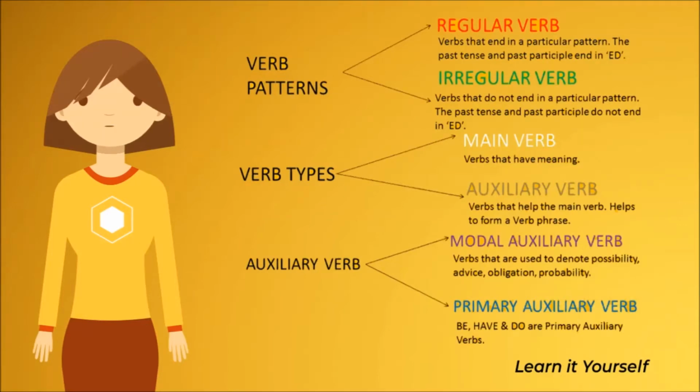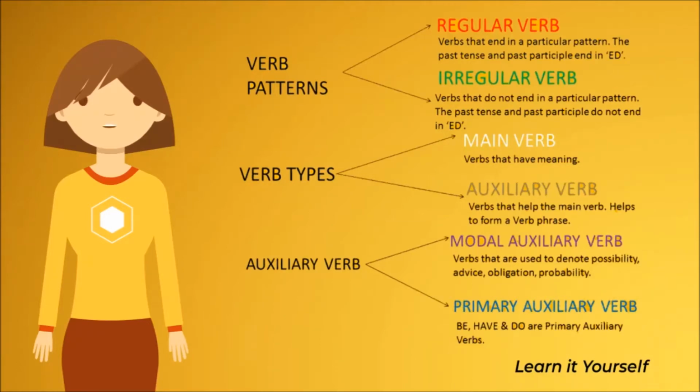Verb types. Verb types are main verb and auxiliary verb. Main verbs are those verbs that have meaning. Auxiliary verbs are those verbs that help form a verb phrase. Usually we find an auxiliary verb and a main verb together in a sentence, but sentences can exist with only an auxiliary verb also.